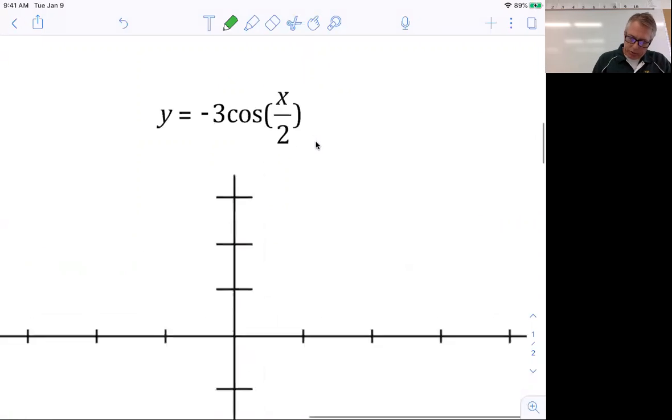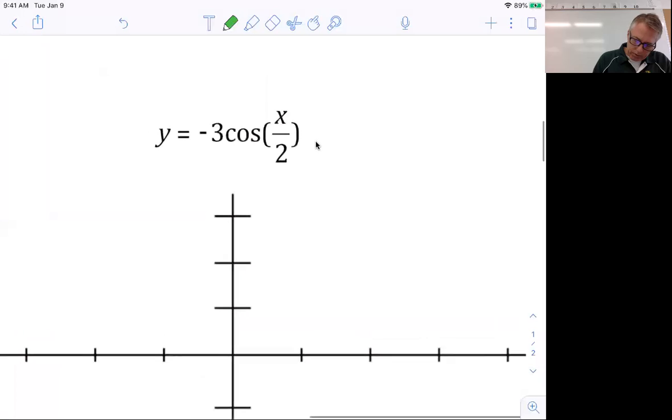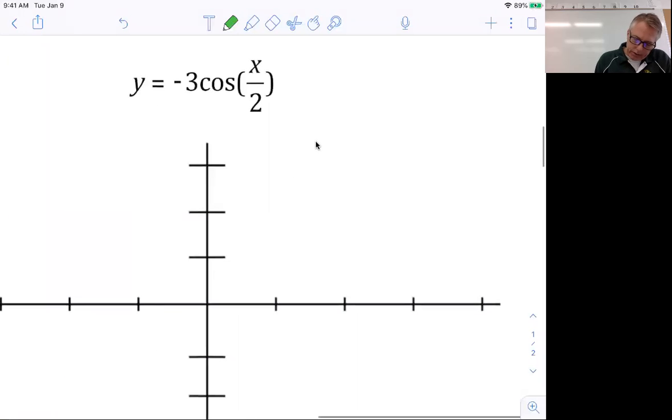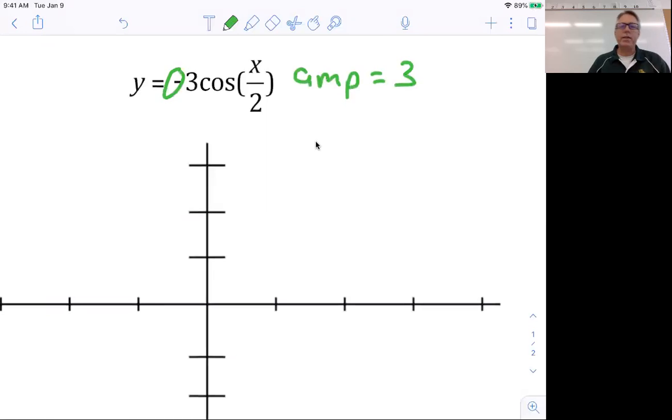All right, so lots going on in this one here. I can see our amplitude is 3. So the amplitude is, I always write that down first just because it's the easiest thing to find. It's always the absolute value of the number out in front. The minus sign, that's going to be a reflection. I'll do that at the end. I'm not even going to worry about that right now. Just don't let me forget.